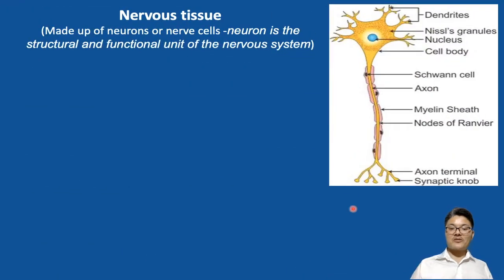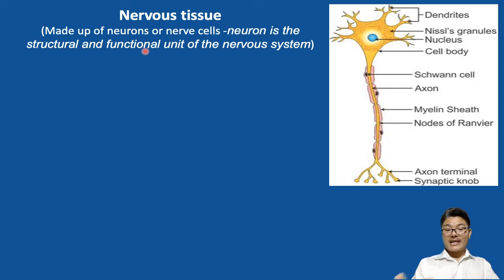Now let's discuss nervous tissue. Nervous tissue is another animal tissue which is mainly made up of neurons or nerve cells. So the neuron forms the structural and functional unit of the nervous system. That means the neuron is the smallest structure which can perform the function of nervous tissue.